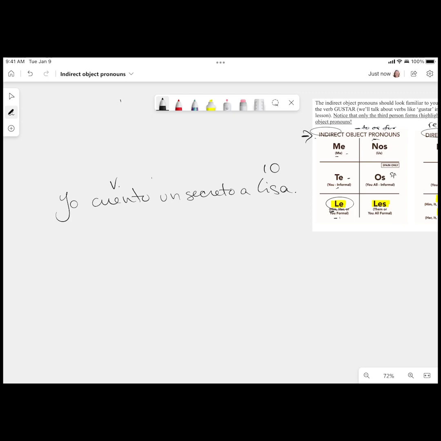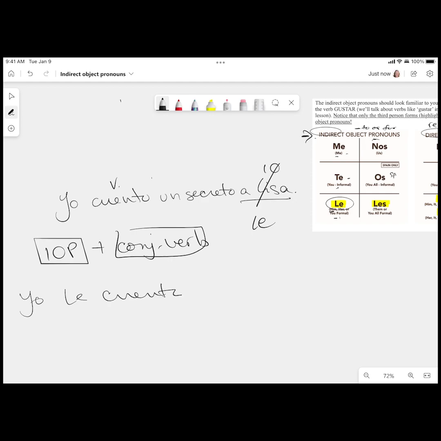Step 3, replace my indirect object with an indirect object pronoun. Which of the indirect object pronouns would replace Lisa? I tell a story to me, I tell a story to you, I tell a story to her, le. What's step 4? What do you need to do next? 4 is to reorder the sentence. We just talked about the grammatical structure. It's the indirect object pronoun first, and then my conjugated verb, just like I did with gusta, where it was me gusta. Indirect object pronoun, then my conjugated verb. So here we have yo, le for Lisa, cuento un secreto.